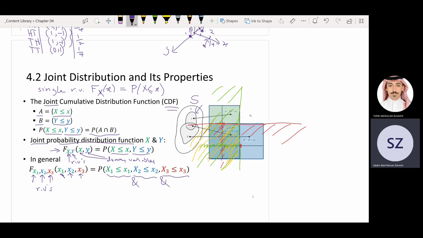And then we talked about how we plot these two events A and B in two dimensions, x and y, where the intersection is basically where X is less than x, to the left of this point, and Y is less than y, to the bottom or below this.